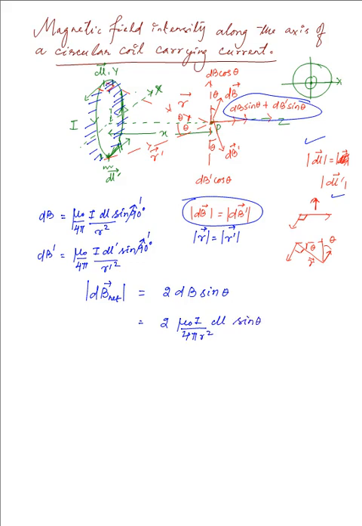Now from that triangle that we see, let's have the center of the coil at O, and this topmost point, let us say that is some point M.